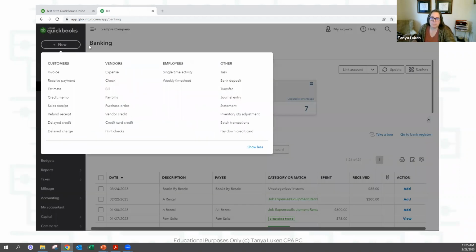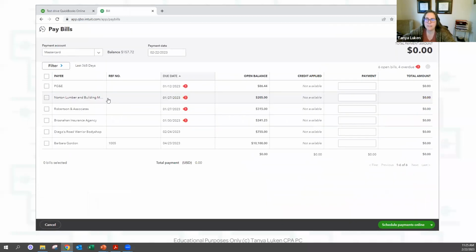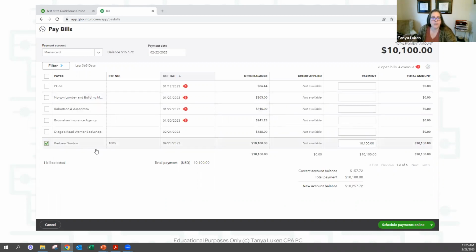If I go into this plus new button, my pay bills are here. If we were to schedule a payment electronically, for example, and it came through the bank dashboard where I just did that A1 rental, it would try to match that $10,000 with this $10,000 invoice. So QuickBooks will try to match things. The problem comes when you owe people the same amount of money, but they're different vendors, and QuickBooks gets hung up a lot with things like that.